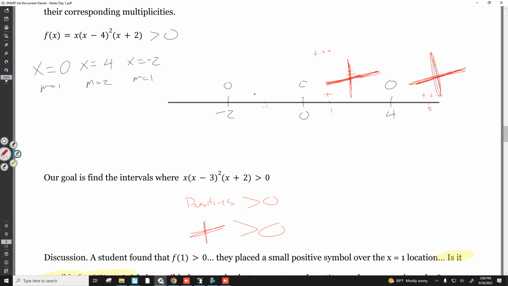-1 plug in for x is a negative. -1 minus 4 squared is a positive. -1 plus 2 is a positive. Negative times a positive times a positive. Negative. Now we will plug in -3.